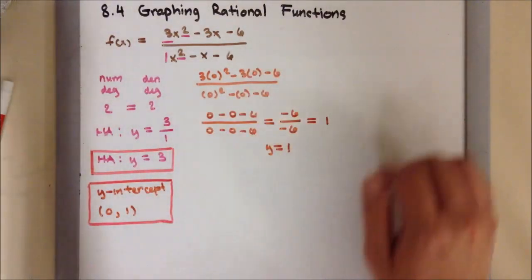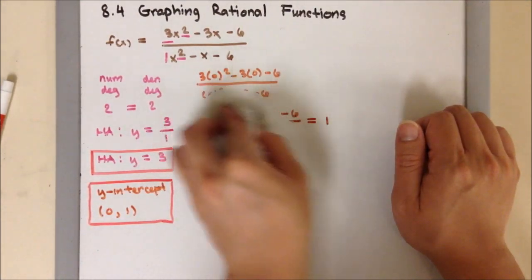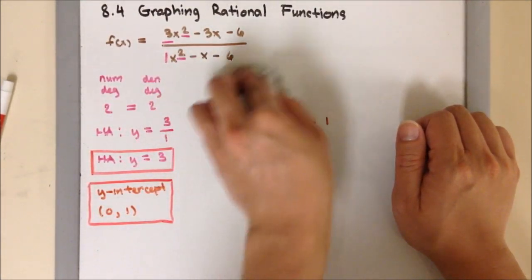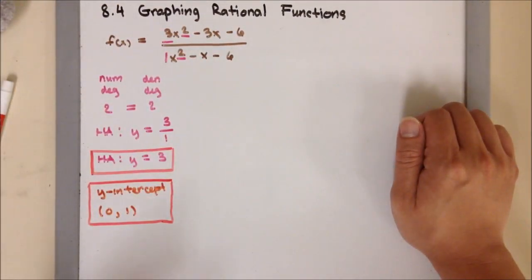Alright, let me erase this, because now we're going to work on finding vertical asymptote and x-intercept. The reason I want to do those two together is because they both have the same first step. The first step is factor and simplify.